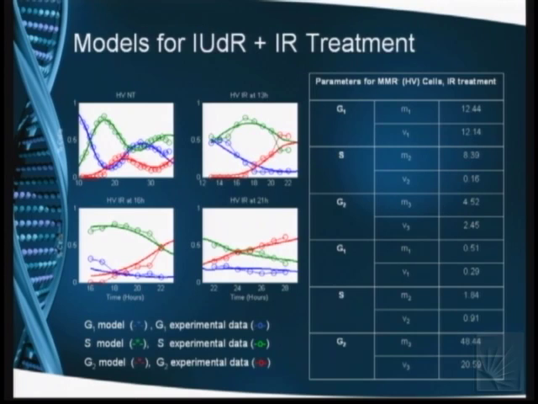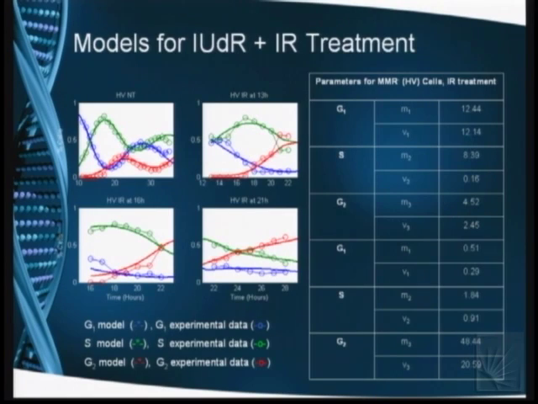Then we first applied our asynchronous model to deficient cells treated with only IR, and currently we are also applying it to deficient cells treated with IUDR followed by IR. IR is the ionizing radiation. And the first one is the synchronous model we have seen before.